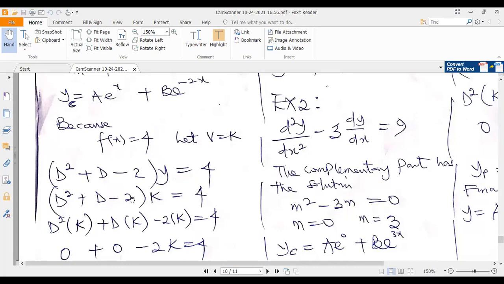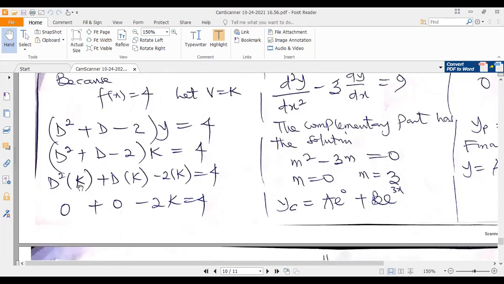Now, what is the next thing? I will expand. I will now have D squared multiplied by k plus D multiplied by k minus 2 multiplied by k equals 4. Now, k is a constant. If I differentiate a constant twice, what would I have?